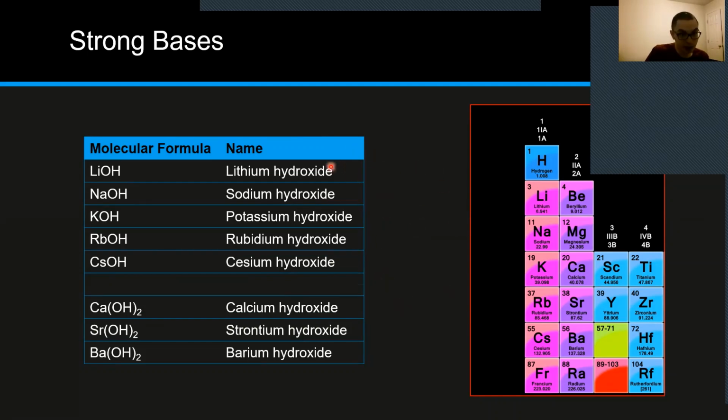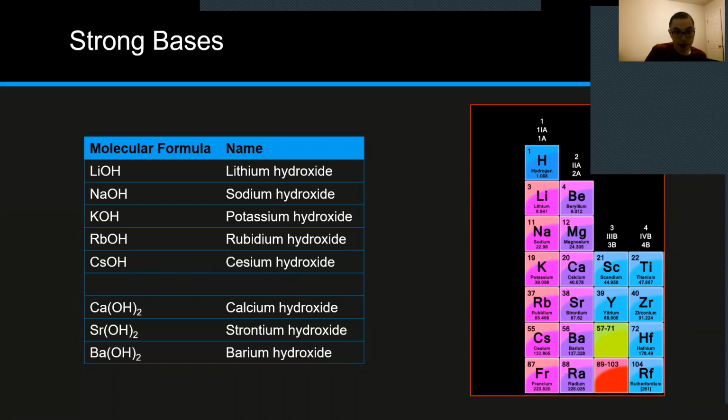So if we look at the list, we have lithium hydroxide, sodium hydroxide, potassium hydroxide, rubidium hydroxide, cesium hydroxide, and you're not really going to find this in nature quite often. I would be surprised if you got a standalone question with this. If you did, it would probably be in a passage, and they would probably explain it to you anyways. So basically, if you have a hydroxide of group 1, also known as the alkali metals, these are strong bases.